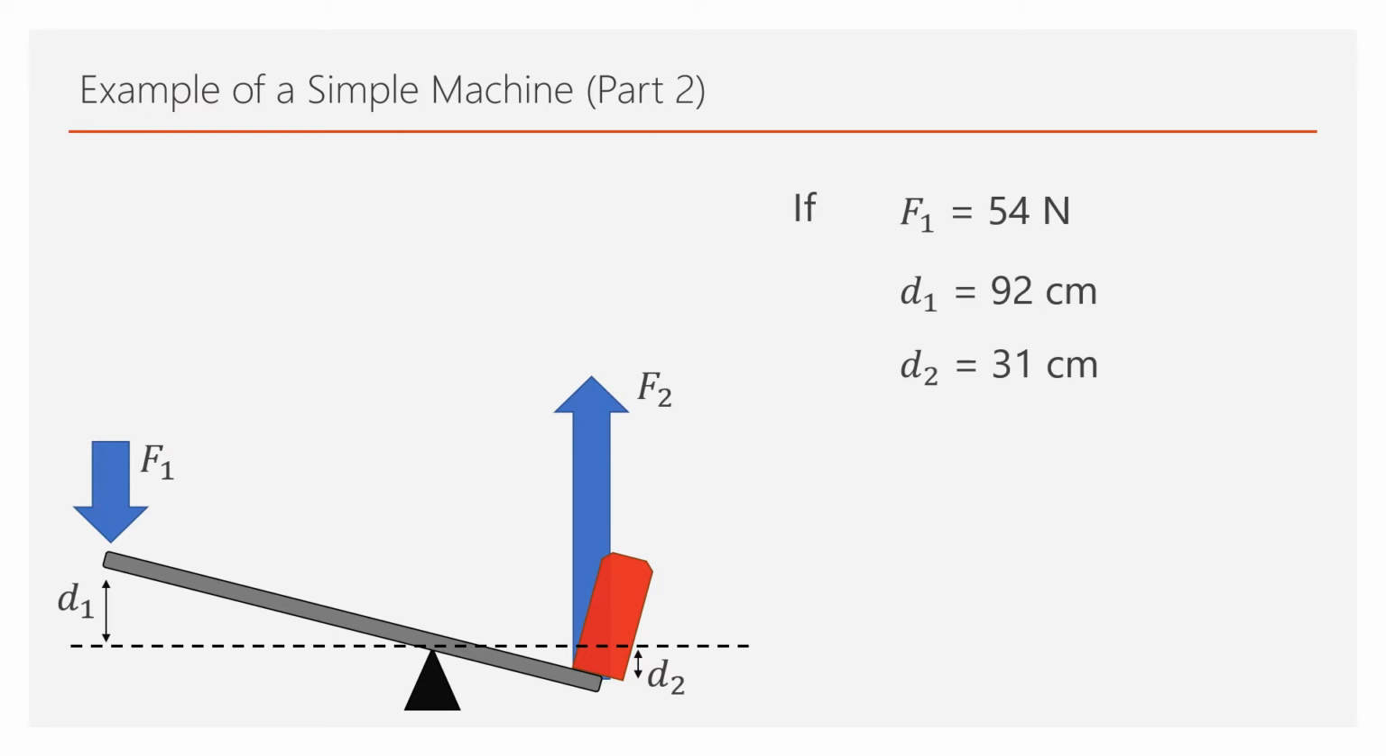Here's an example using numbers. If the downward force F1 is 54 newtons, and it pushes downward by a distance of 92 centimeters and lifts a heavy object 31 centimeters, what's the force, or how much weight can be lifted? Well, we calculate force 2, which is the ratio 92 centimeters divided by 31 centimeters, multiplied by 54 newtons, and we get 160 newtons. You should note that all of these quantities have two significant figures.